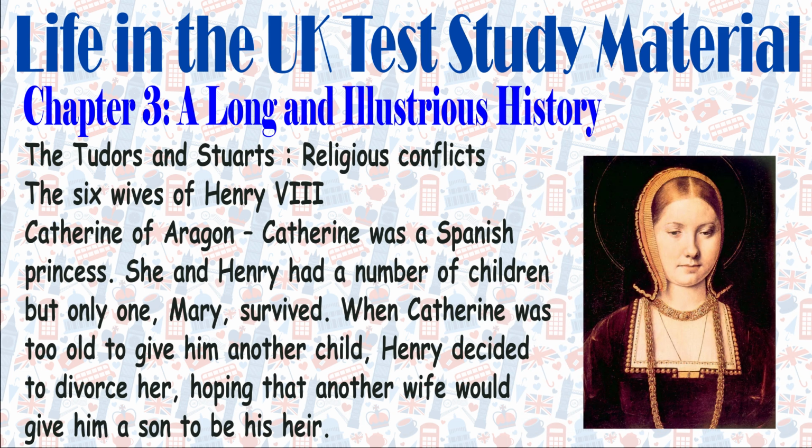The 6 wives of Henry VIII. Catherine of Aragon. Catherine was a Spanish princess. She and Henry had a number of children, but only one, Mary, survived. When Catherine was too old to give him another child, Henry decided to divorce her, hoping that another wife would give him a son to be his heir.